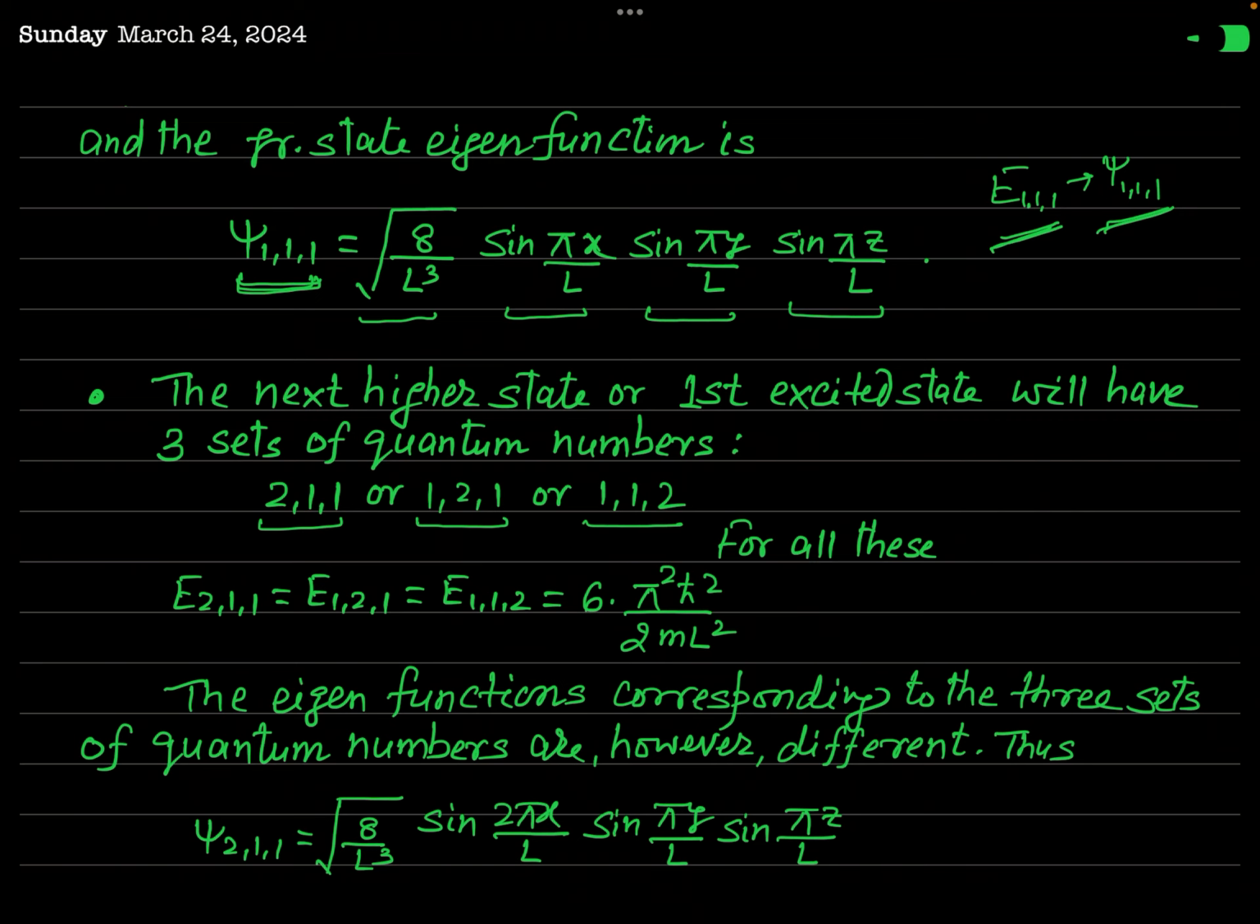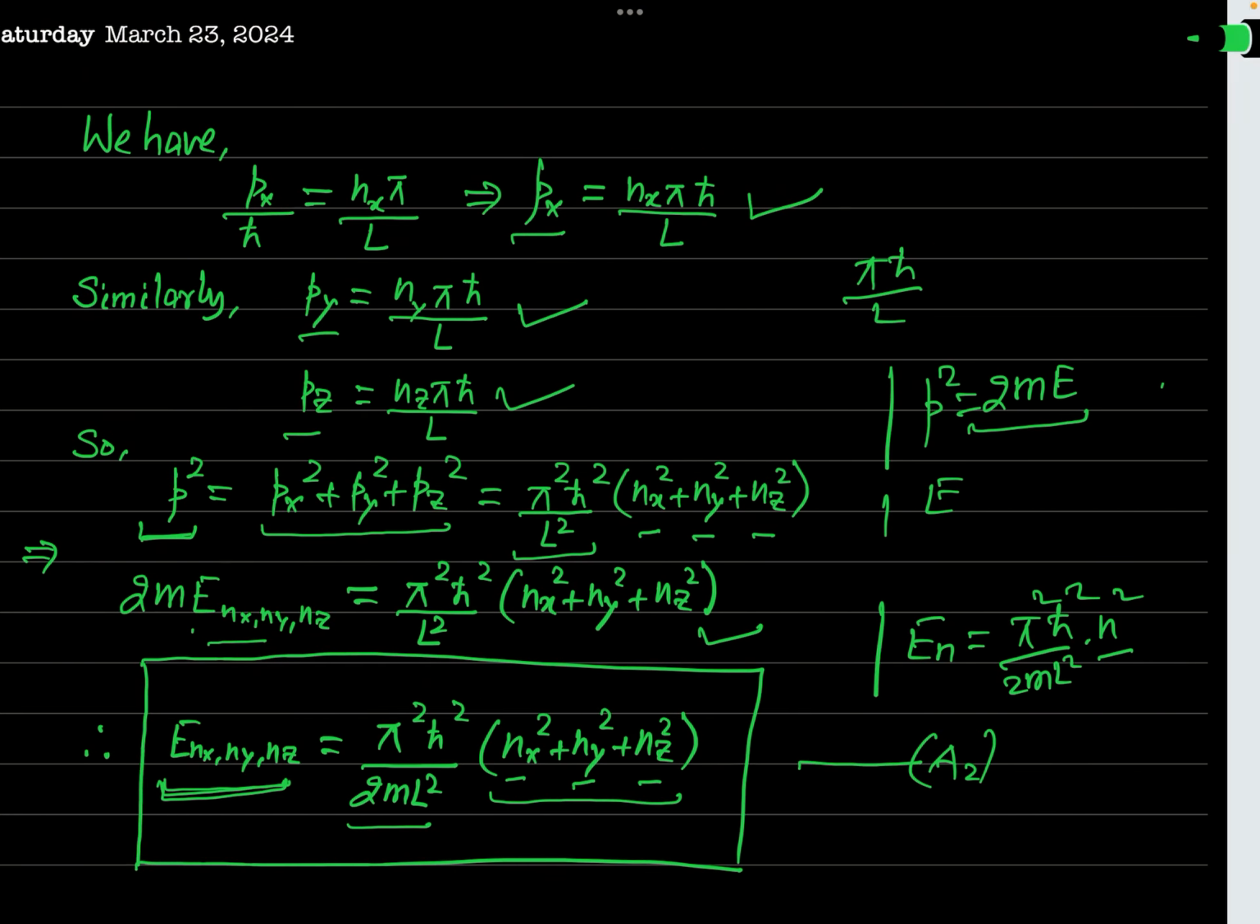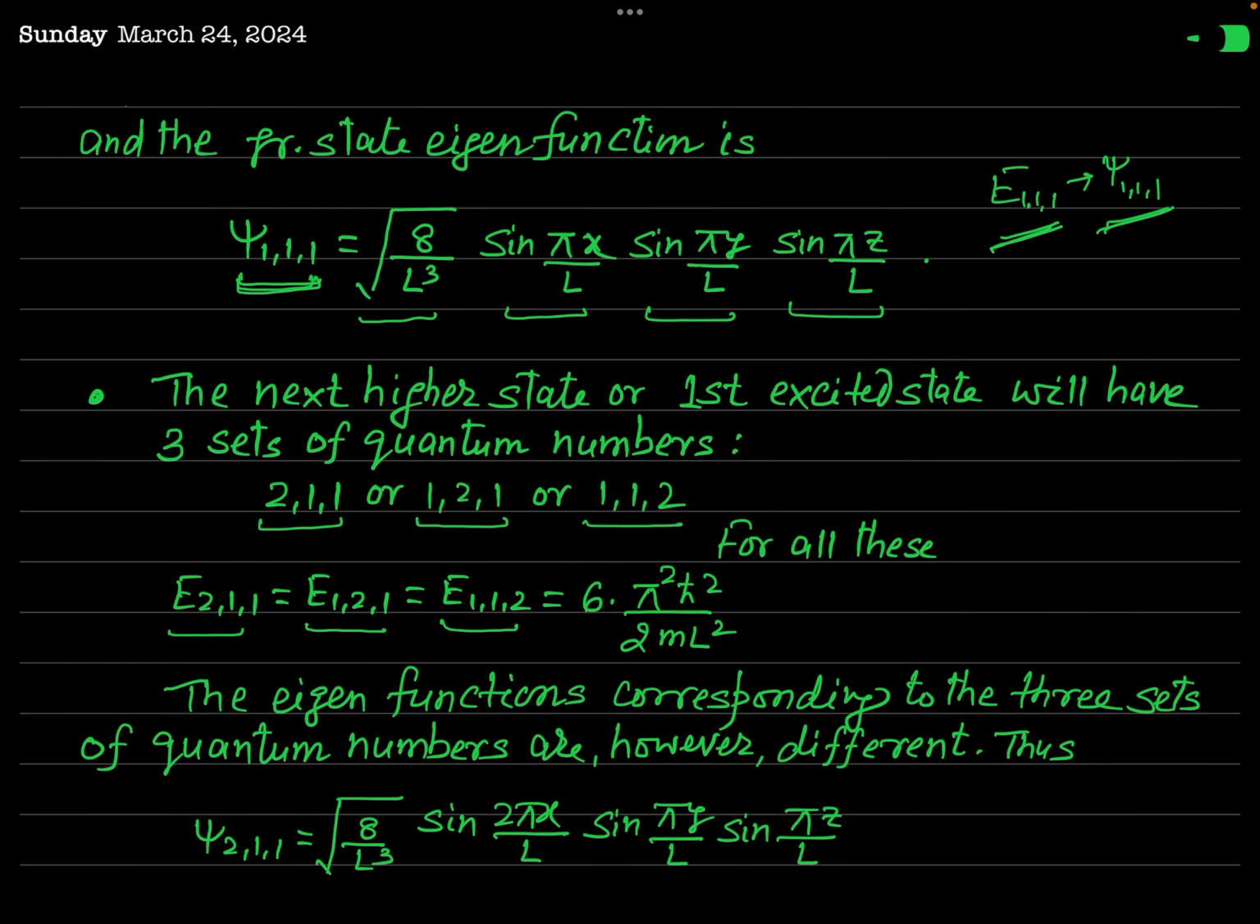But for these 3 sets of quantum numbers, you can see the energy eigenvalues will be the same. They are not different. When you find it, in place of nx, ny, nz, you have to put one of the numbers as 2 and the remaining two equal to 1. And so your result will be 6 times pi square h bar square over 2mL square. So the first excited state has this much energy.